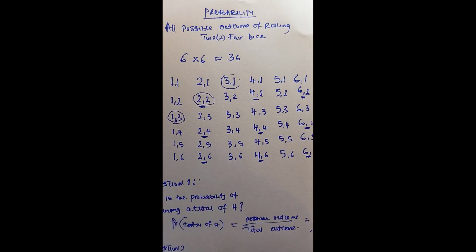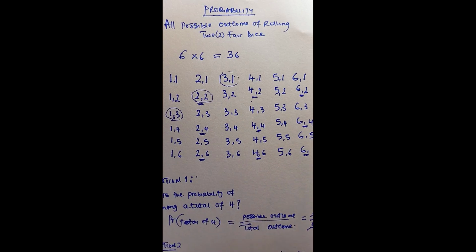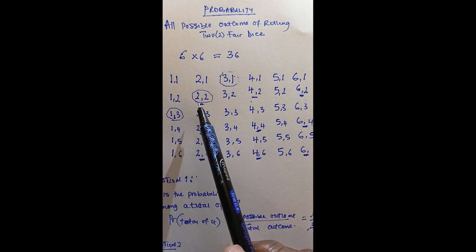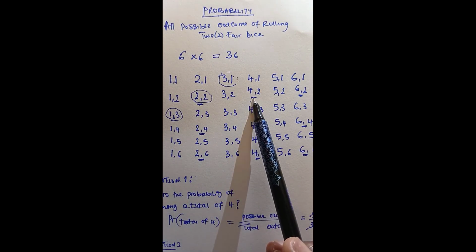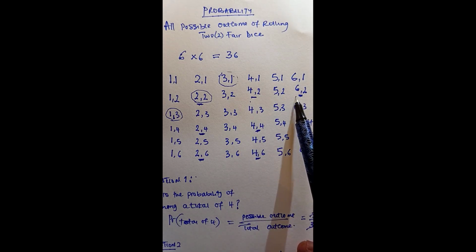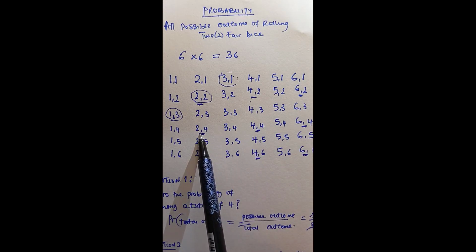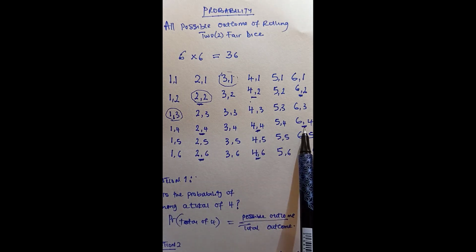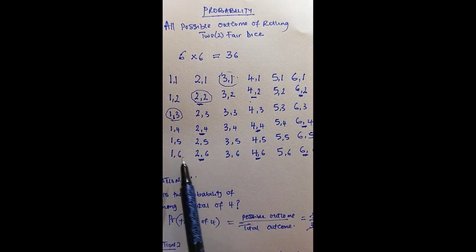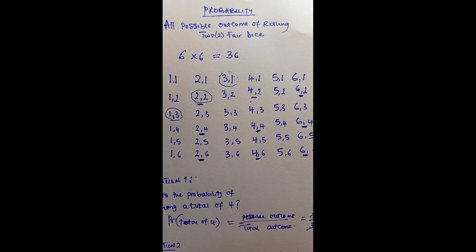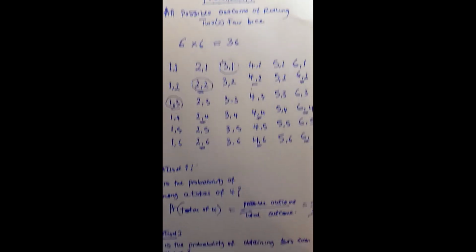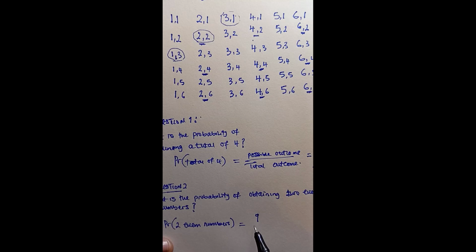Correct. So the chances of obtaining 2 even numbers are, how many possible outcomes do we have? We have 1, 2, 3, 4, 5, 6, 7, 8, 9. So there are 9 possible chances that we have 2 even numbers.